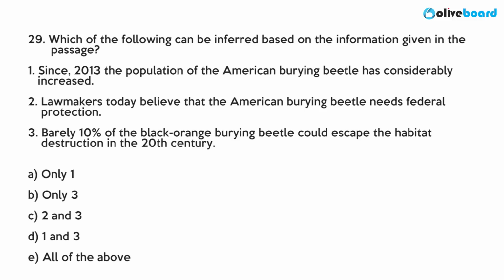And the third one: barely 10% of the black and orange burying beetle could escape the habitat destruction in the 20th century. They clearly told that 90% was eliminated. The 90% means the remaining is 10%. And again, what is inference? It is a logical deduction, and this is your logical deduction from the given statement. So the answer should be only the third option. Okay, that would be option number B.